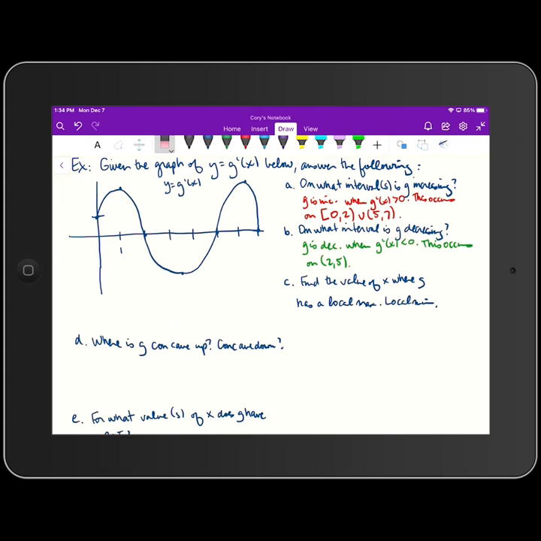Okay, so let's do part C. Let's do the local max first. So G has a local max by definition when G prime of x changes sign from positive to negative. Okay, so when does G prime change sign from positive to negative? G prime changes sign from positive to negative at that point there at x is equal to 2.